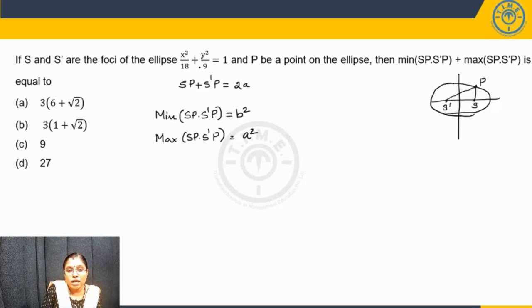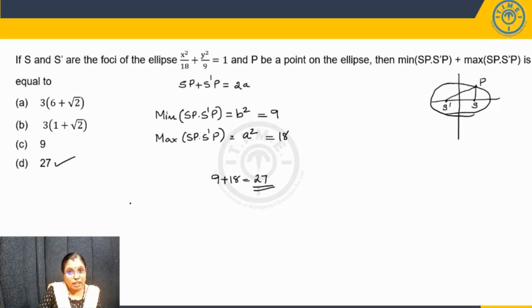What is b² here? It's 9. And what is a² here? 18. So the minimum of SP into S'P is 9, and the maximum of SP into S'P is 18. It's a very simple and direct question, and we are asked to find the sum of these two. What is the required sum? It is nothing but 9 plus 18. So the required answer is 27. So the answer is option D.